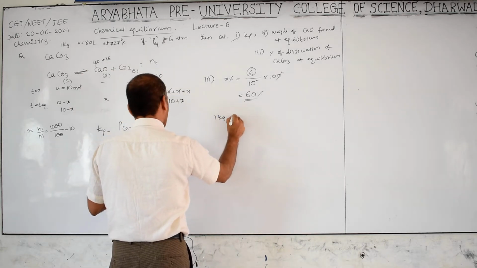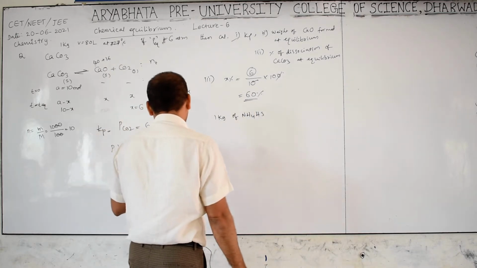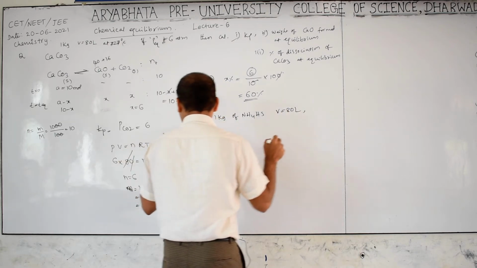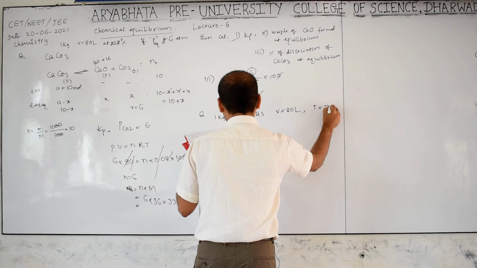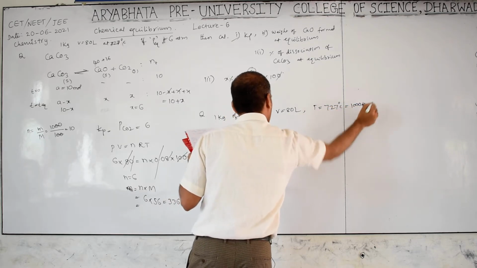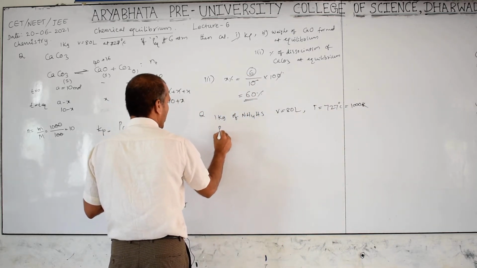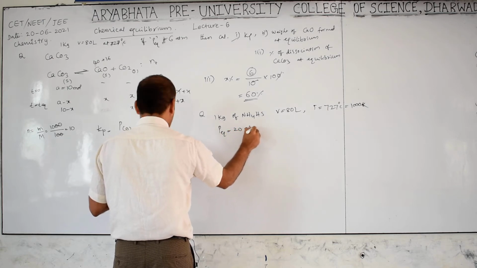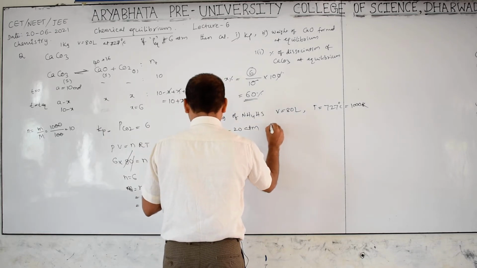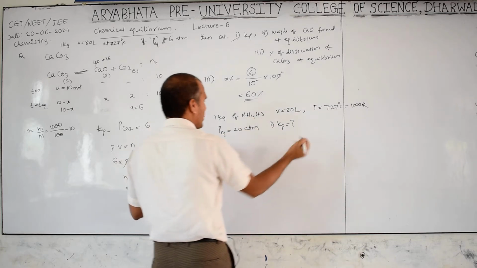Same, 1 kg of ammonium hydrogen sulfide taken in a closed container, volume is 80 liter. The temperature is the same, 727 degrees Celsius, nothing but 1000 Kelvin. If the pressure developed at equilibrium is 20 atmosphere, then calculate Kp.